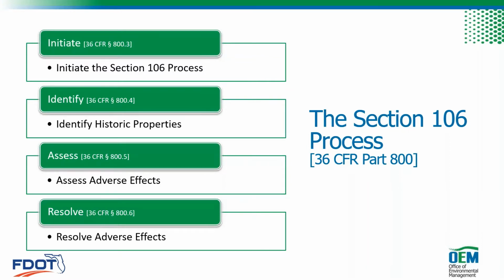So the 4 steps of the Section 106 process are initiate, identify, assess, and resolve. And there's 2 key points to remember. First, consultation with SHPO if it's a federal project, or DHR if it's a state-funded only project, and public involvement are both required at every step of the process. And second, the process can be concluded at any step. It just depends on the specifics of the undertaking and the resources involved.